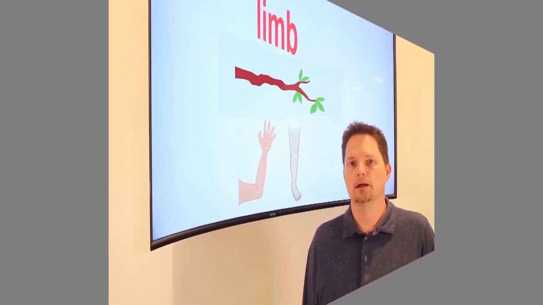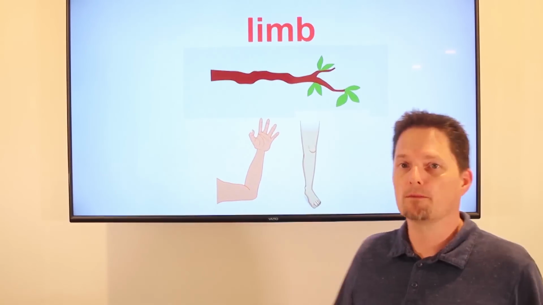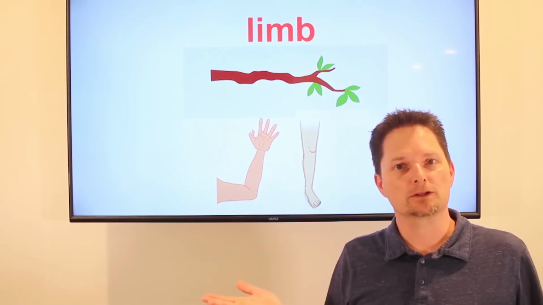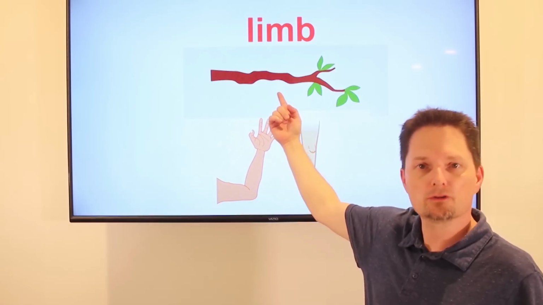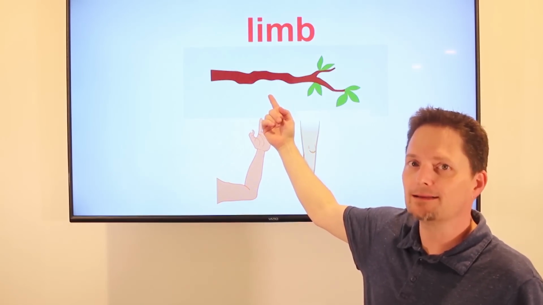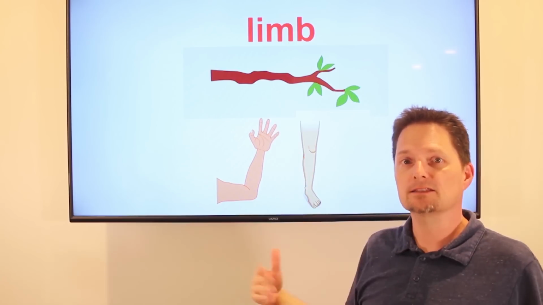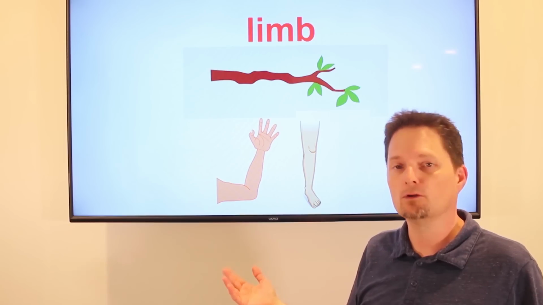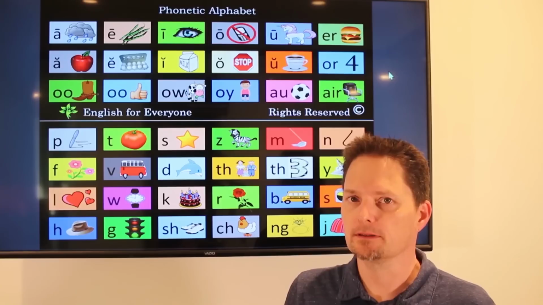Very good. Example, limb. Remember, no B, limb. A limb is a branch. A limb on a tree. The tree has many limbs. And sometimes we can use limb to talk about an arm or a leg. If you lose a limb. Limb.